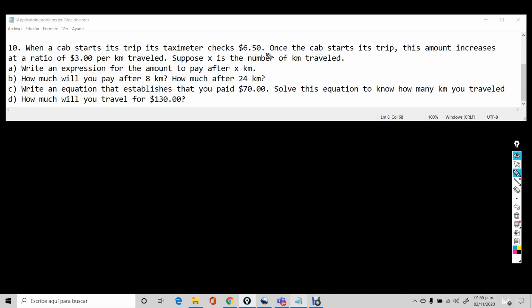Okay. And then we continue. Once the cab starts its trip, like properly speaking, once the cab starts going, this amount increases at a ratio of $3 per kilometer traveled. That's a lot, right? But let's keep it in dollars. Suppose X is the number of kilometers traveled, and then they give us four tasks. Okay, perfect. So let's start.